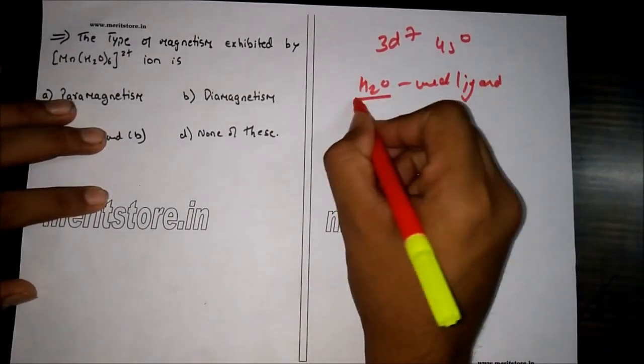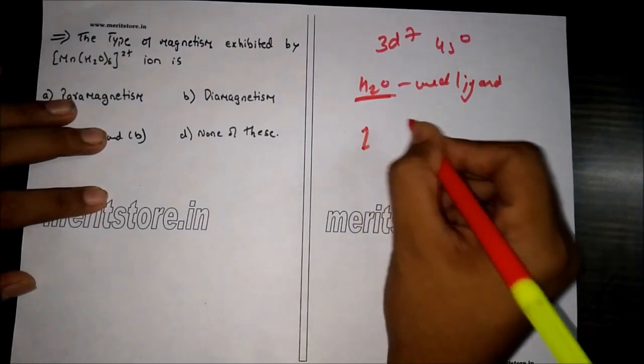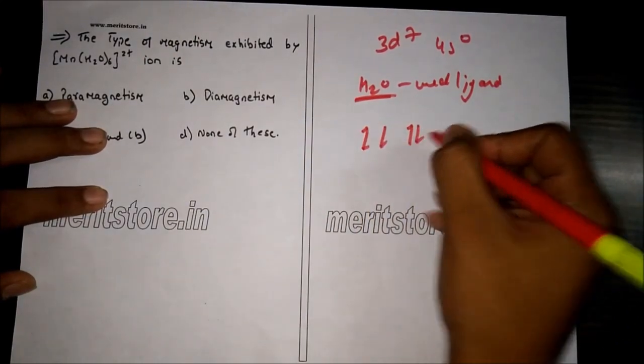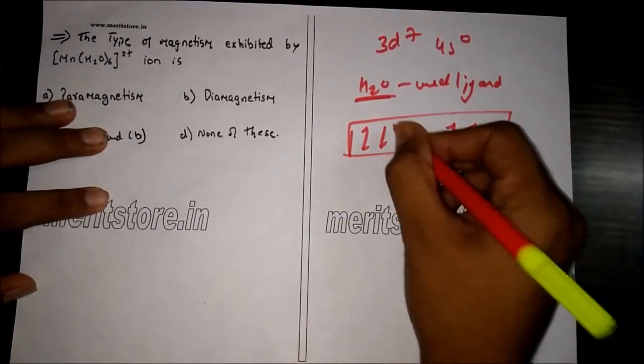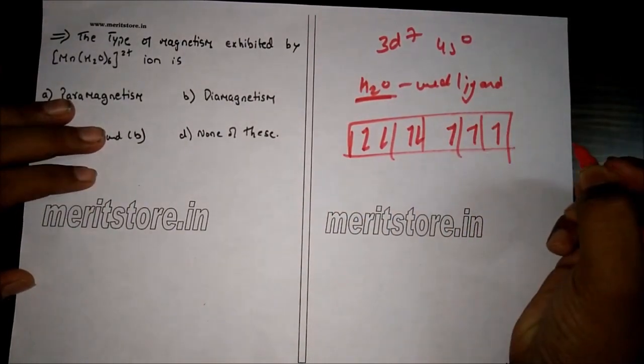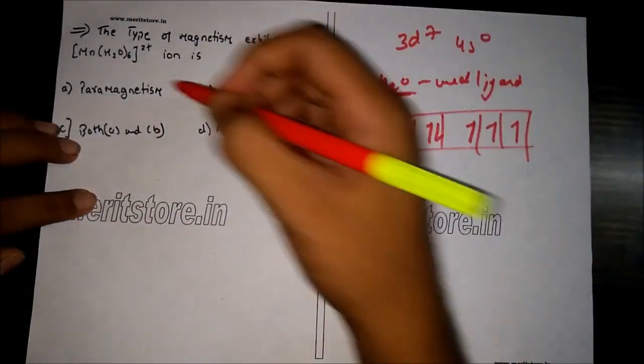Since H2O is a weak field ligand, there will be no pairing of electrons, and therefore the electrons will be 1 1 1. There will be 3 electrons which will be unpaired. Therefore this shows paramagnetism. The correct answer here is therefore option A, paramagnetism.